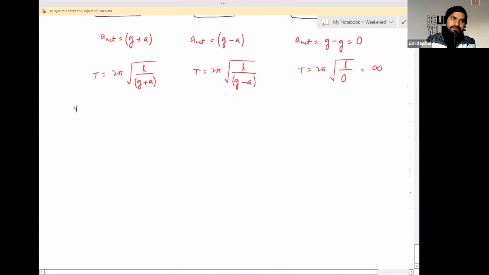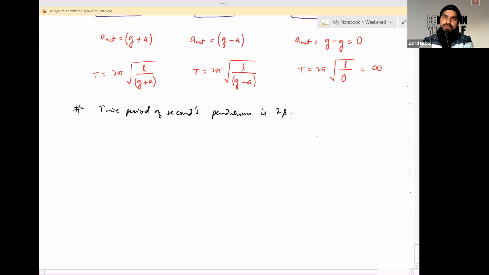Just remember, the time period of a second pendulum will be 2 seconds. The time period of a second pendulum is 2 seconds. In 1 second, it will go to one side, and in the next 1 second, it will return to its original position. So total time taken will be 2 seconds.